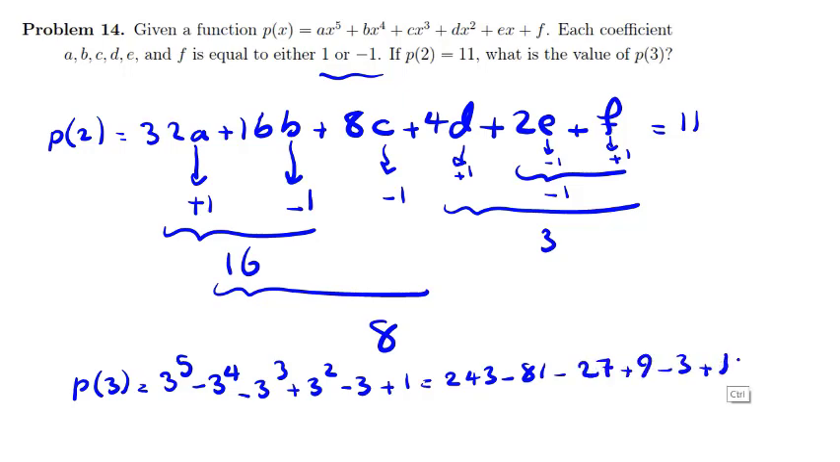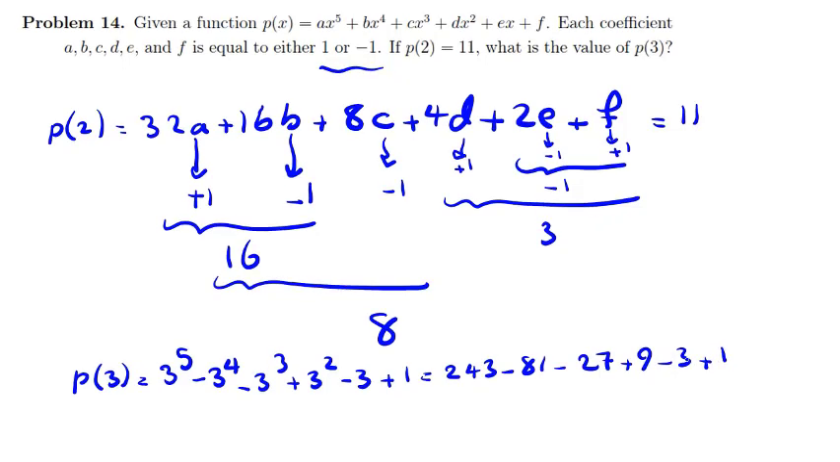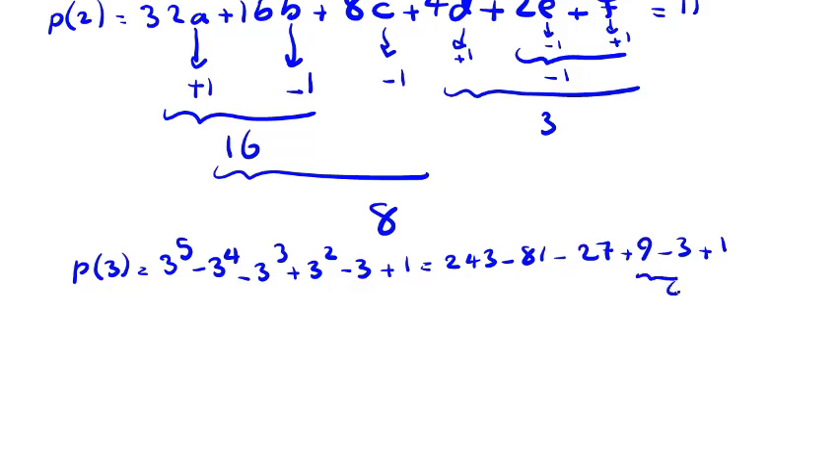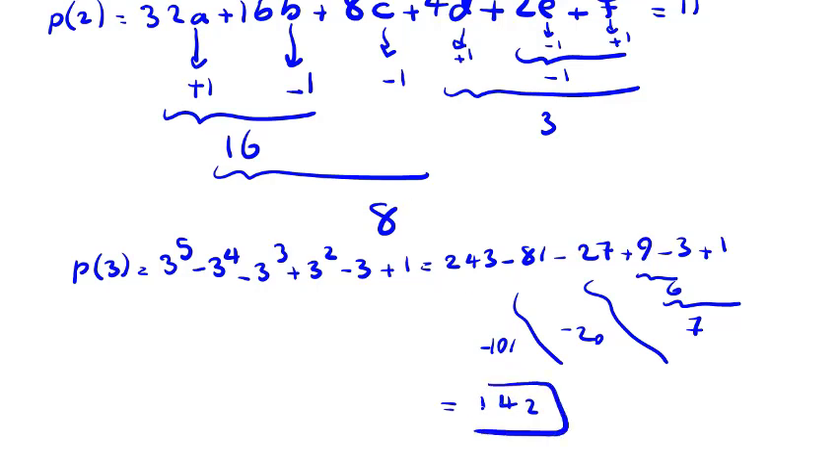So we want to calculate that. Let's see, it will be what? 9 minus 3, 6, 6 plus 1, 7. It will be negative 20. It will be negative 101. And 3 minus 1, 2. 4 minus 0, 4. 2 minus 1, 1. So the answer of the problem, P of 3 equals 142.